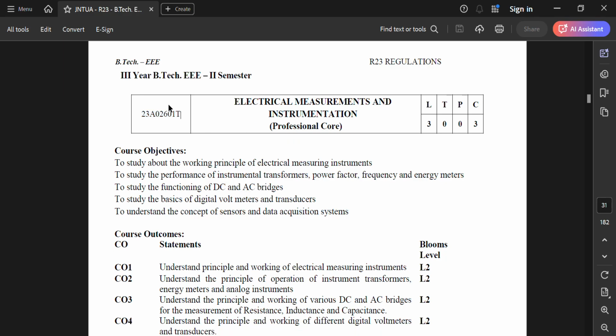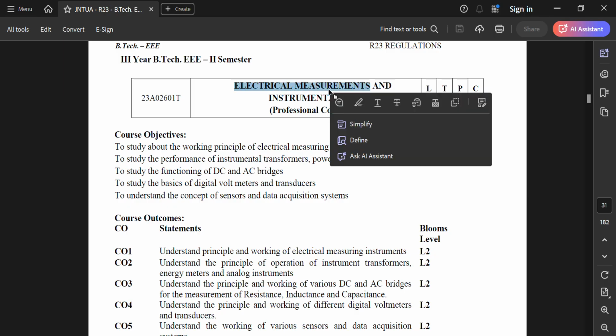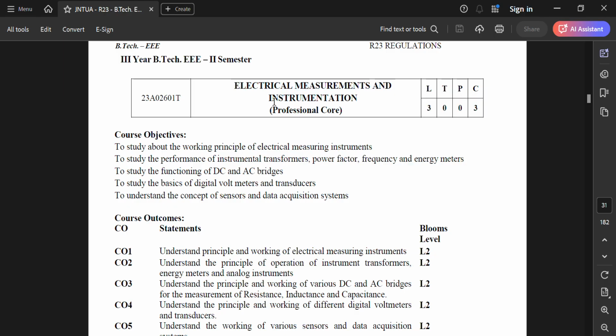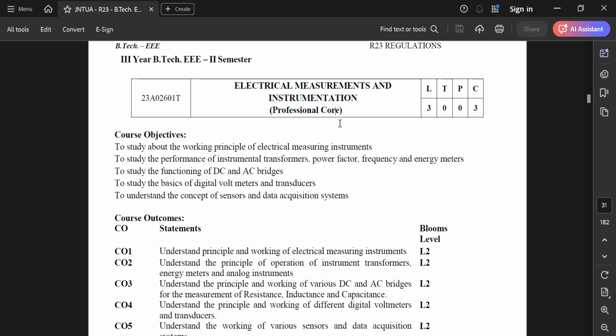The subject for 3-2, the two subjects: electrical measurements, how the meter works, how to control the meters, what are the characteristics of meter, how to control this, that is called instrumentation. Measurement means quantitative comparison between unknown quantity with standard quantity. The two subjects club together, then it is electrical EMI, electrical measurements and instrumentation.